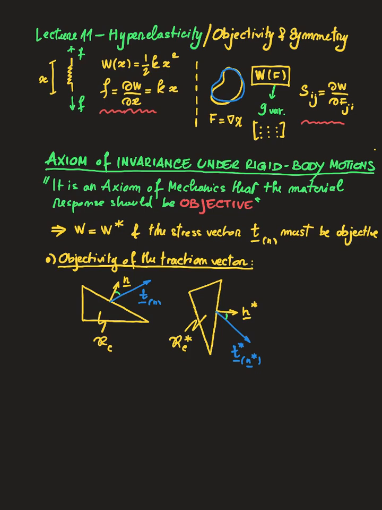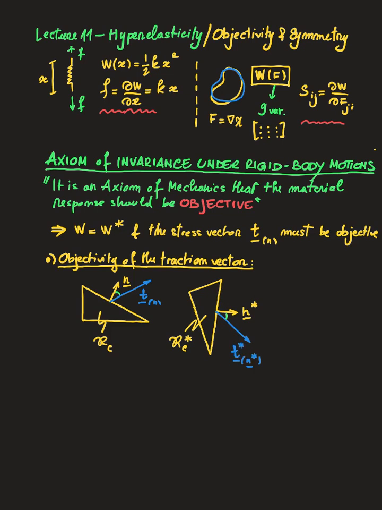So you see, essentially this is the requirement of objectivity in the traction vector. Let's try to analyze it in more detail. What does it mean? Essentially it means that if you rotate the body, once you sit in the rotated configuration, the contact forces exerted from the external environment onto the body also have to rotate by the same amount.